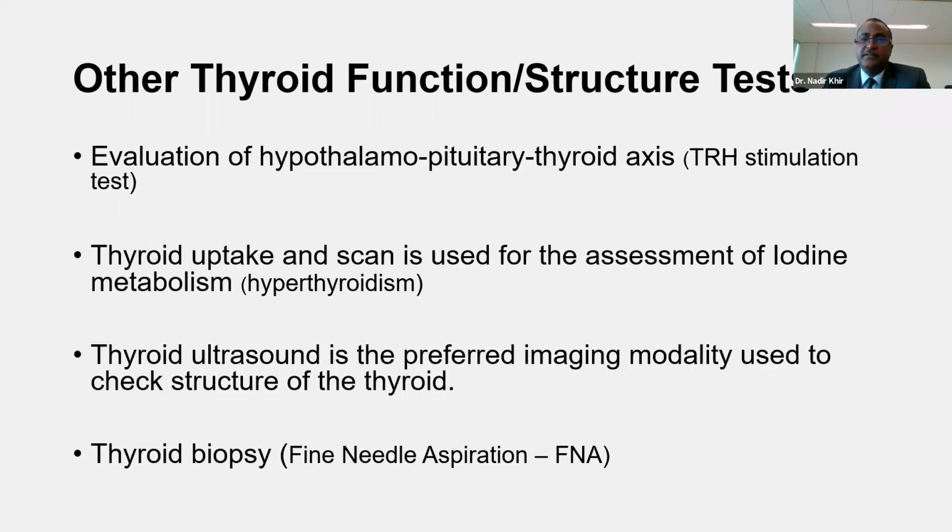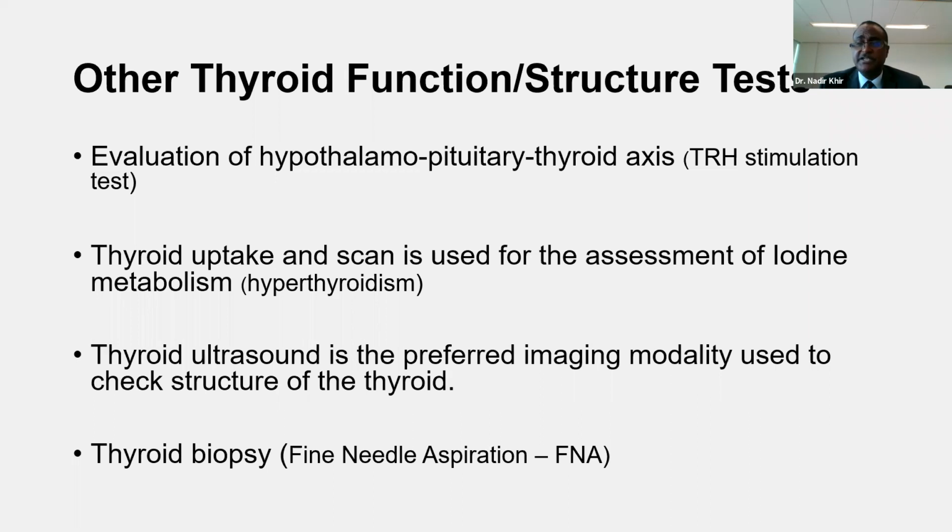Other thyroid function or structural tests, which are rarely done, include evaluation of the hypothalamo-pituitary thyroid axis, like the TRH stimulation test or TSH stimulation test, when we are not sure if this is a primary thyroid disorder or secondary thyroid disorder. In practice, I haven't done this, and it's rarely done. Most of the time, you would find your answer from the conventional thyroid function test. You don't need to go for this sophisticated kind of study.